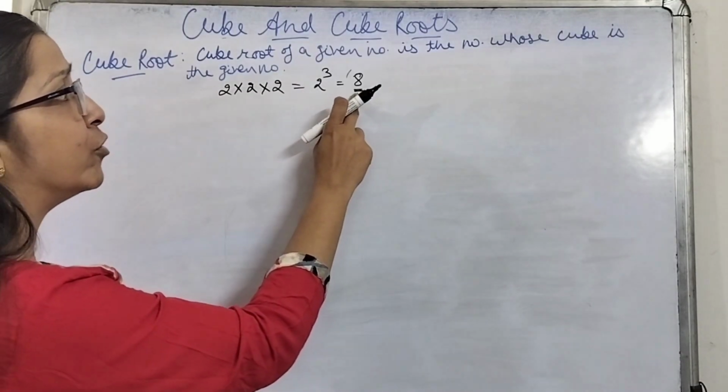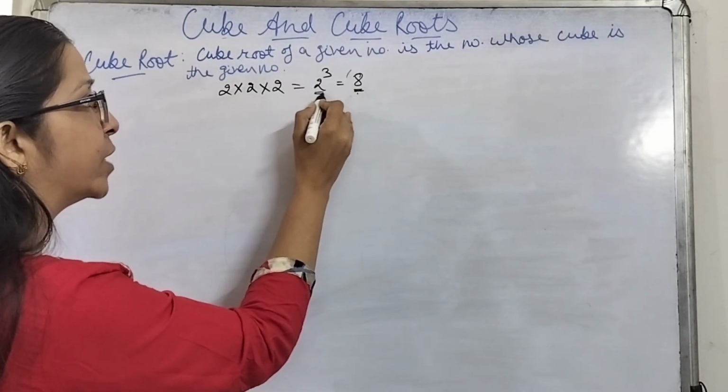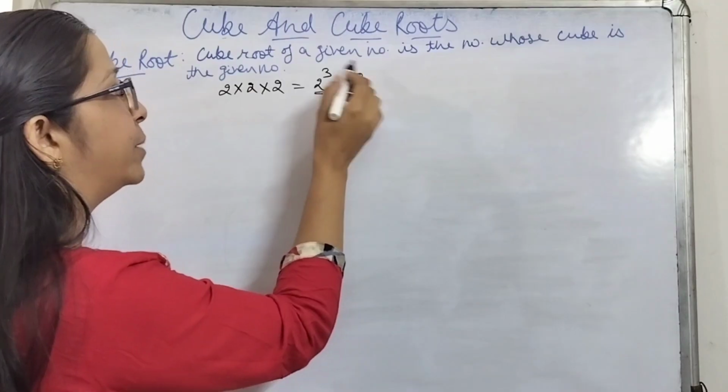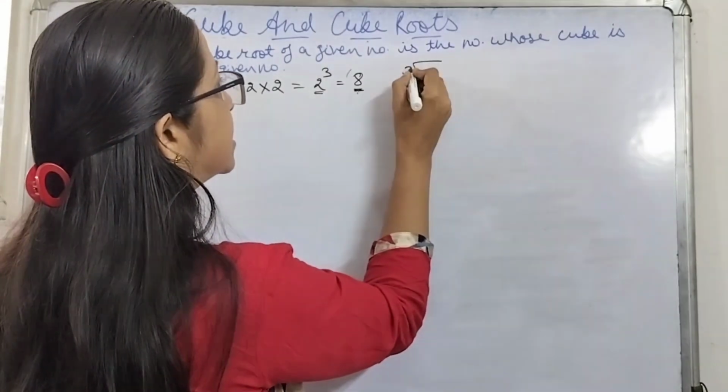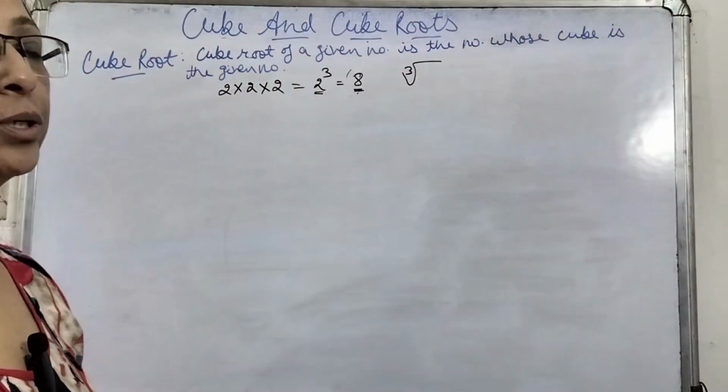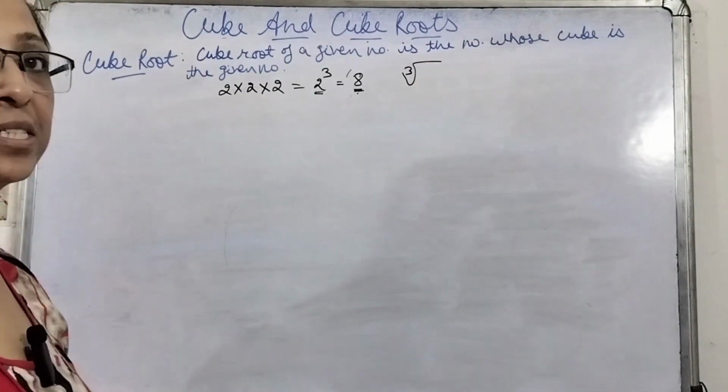This 8 is the cube of which number? It is the cube of 2. So the cube root of 8 will be your 2. How are we going to represent the cube root? This is the symbol for representing the cube root.